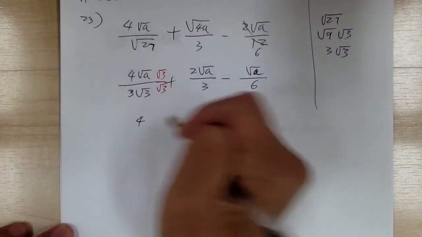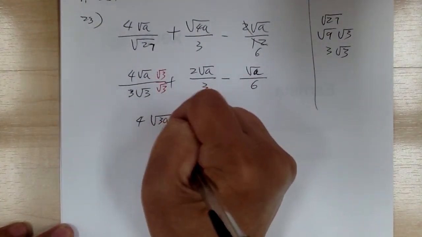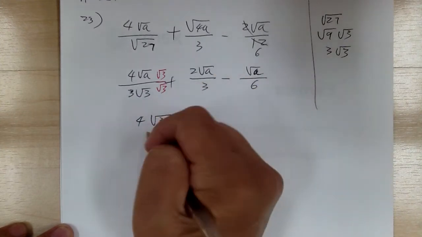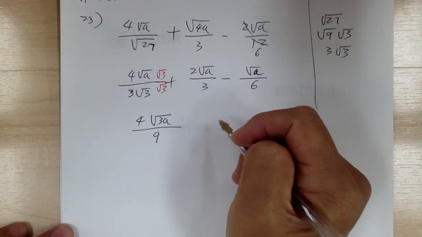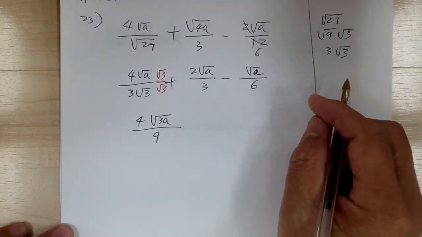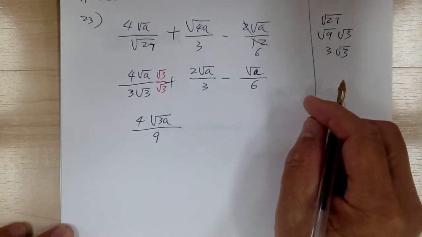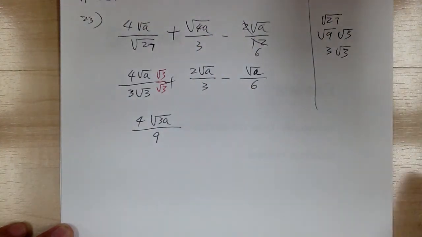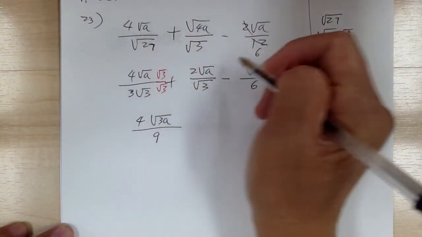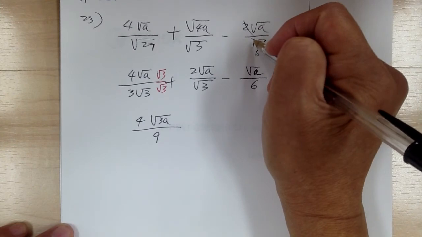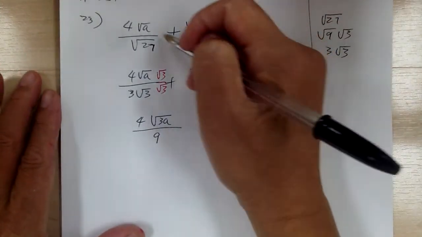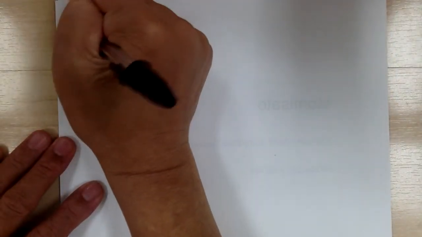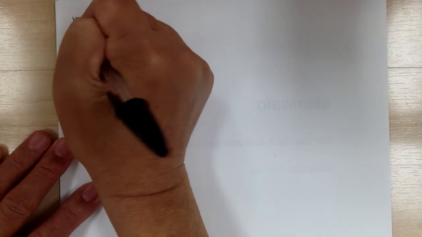So this will give you 4 square root of 3a over 9. Oh wait, this one has a square root. Okay, we need to back up. Okay, redo. Okay, let's try it again.